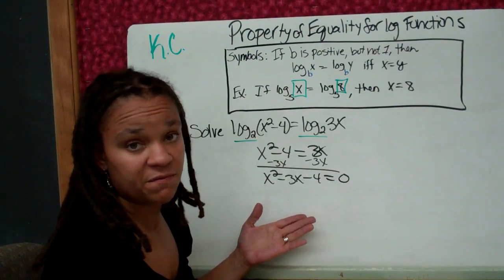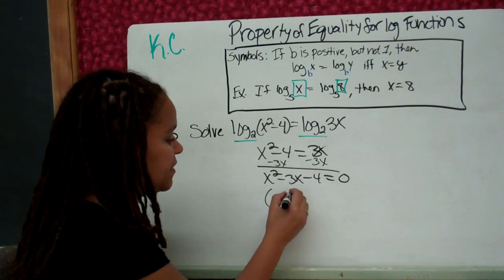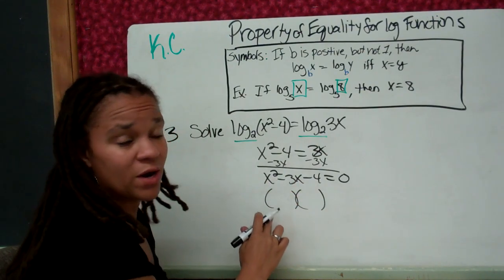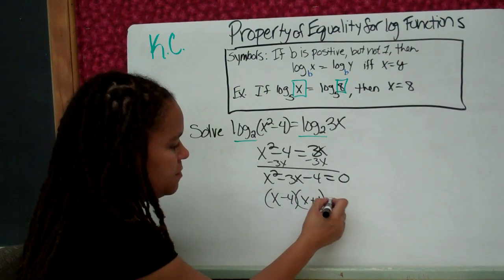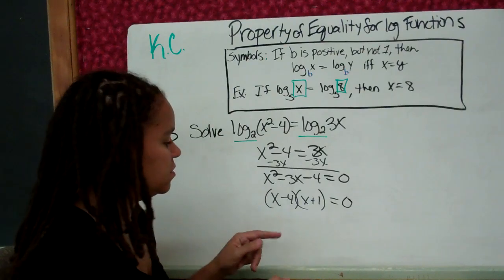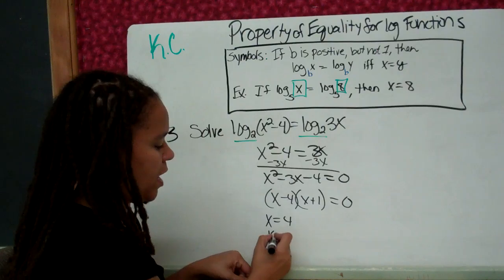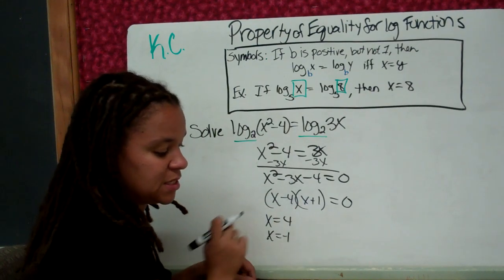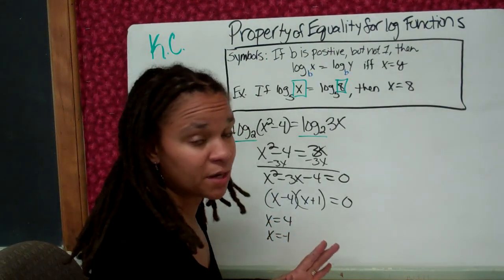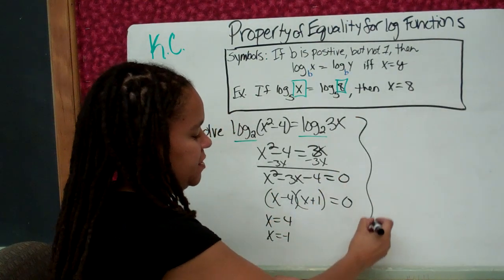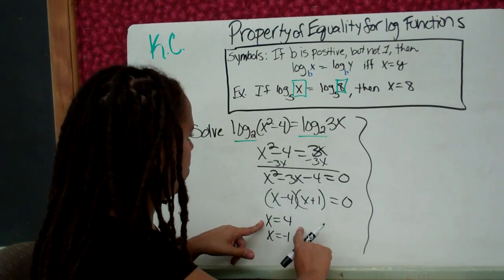You can use whatever method you prefer to solve quadratics. I always try to factor first because usually that's the easiest. What multiplies to negative 4 and adds to negative 3? Yes, it can be factored: (x minus 4)(x plus 1) equals 0. So my two answers would be x equals 4, because that would make this parenthesis 0, or x equals negative 1, because that would make this parenthesis 0. The only thing left is to check. You must check your work on each one, because sometimes they will not work when you put them into the original equation. So let's check 4.